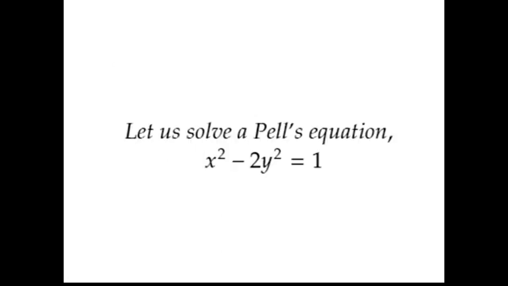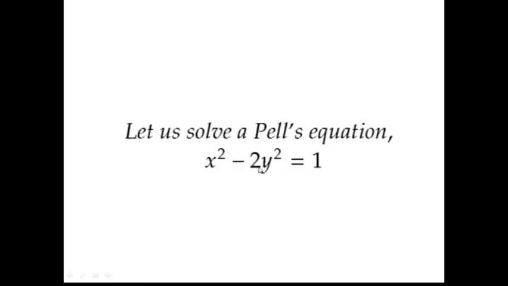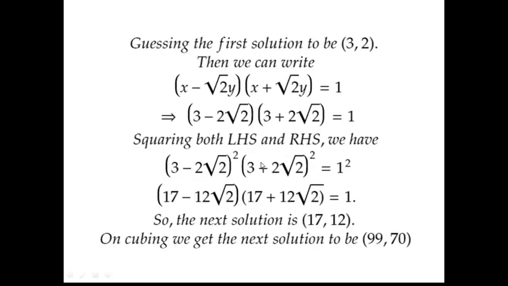Now let us solve the simplest Pell's equation, x squared minus 2y squared equals 1. Can you guess one? We have to guess a solution, and then we can get infinitely many solutions from what we have guessed. So the solution here is x equals 3 and y equals 2. See, 9 minus 2 into 4 is 1, it satisfies, so (3, 2) is the initial solution. Now x squared minus 2y squared equal to 1 can be factorized as (x minus root 2 y)(x plus root 2 y) equals 1.